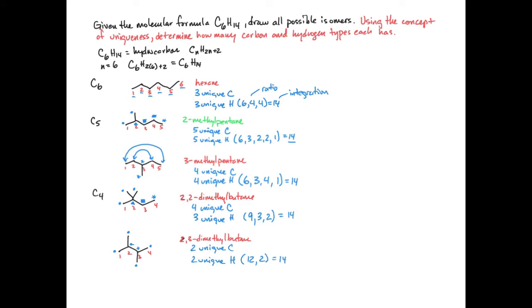So using this concept of uniqueness, we're able to differentiate the different types of constitutional isomers for any given molecular formula. So to summarize, in this problem, we've looked at C6H14, starting with the linear hexane chain, going down to C5 and C4. We've counted the unique type of carbon, unique type of hydrogen, determined their ratio, and essentially integration.